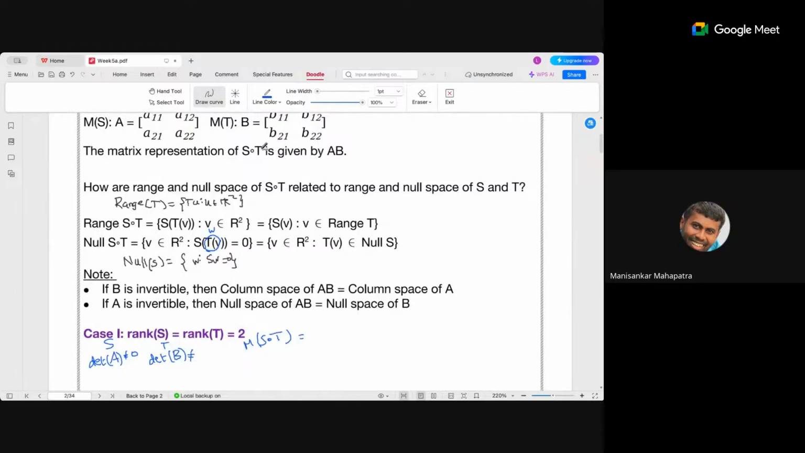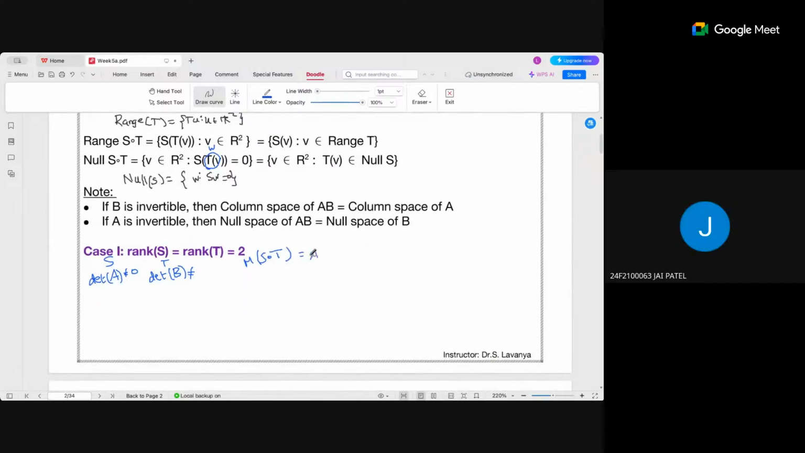This may be zero. ST. It is... Oh, sorry, AB. Okay, so the matrix representation is AB. Now, what do you know about determinant of AB? You know that you can split them and write it as determinant of A into determinant of B. So both are non-zero. So this is also non-zero.